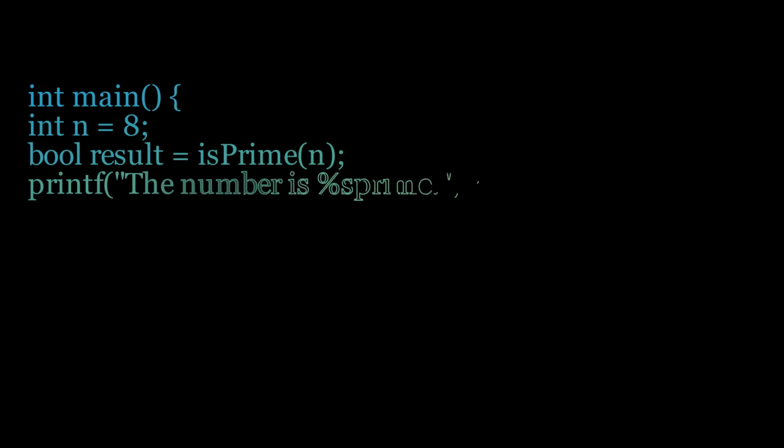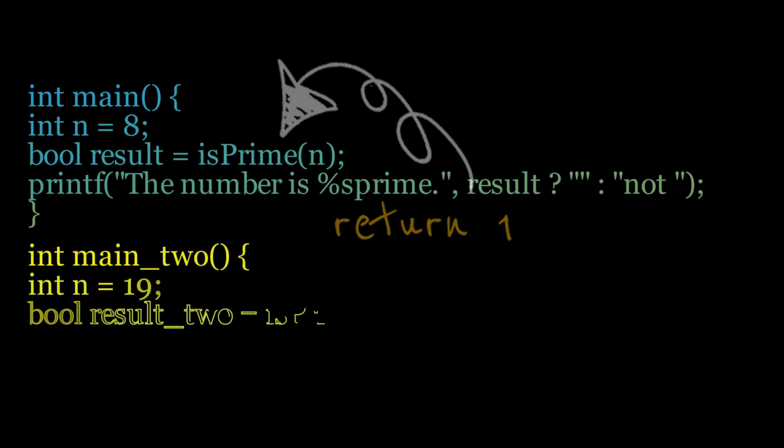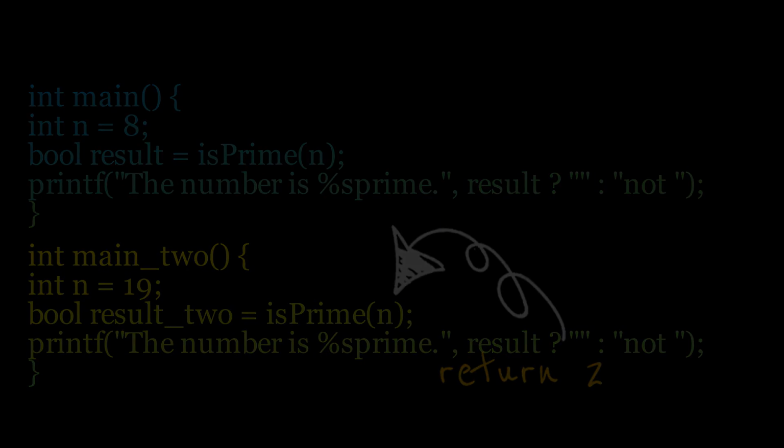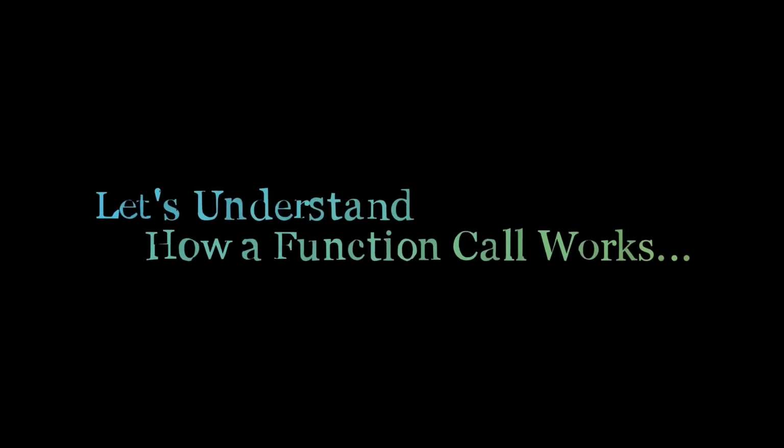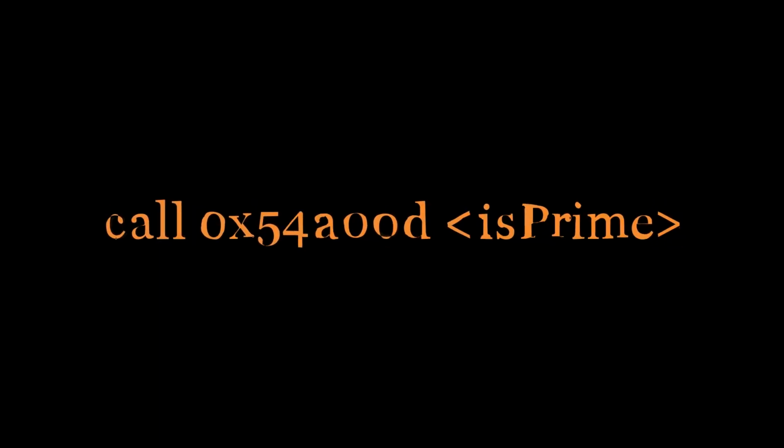Now let's say we have two separate callee functions asking for a value from our parent function. Now the program will be confused on what to do and where to return the value. So to solve this issue, let's understand how a function call works. Well, a function call translates to this piece of code in assembly language.